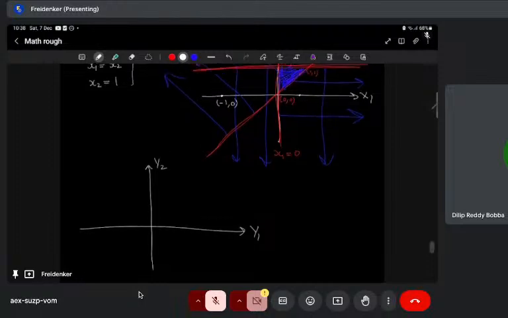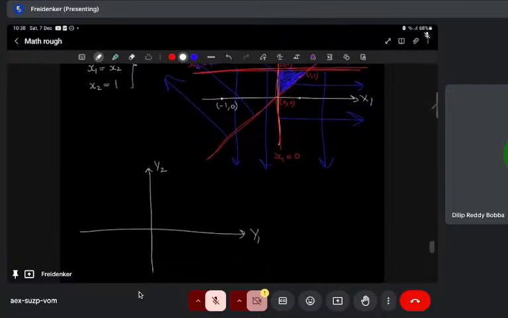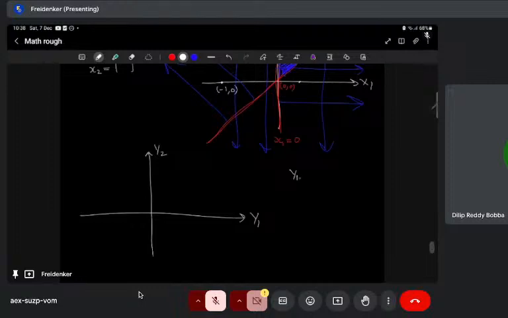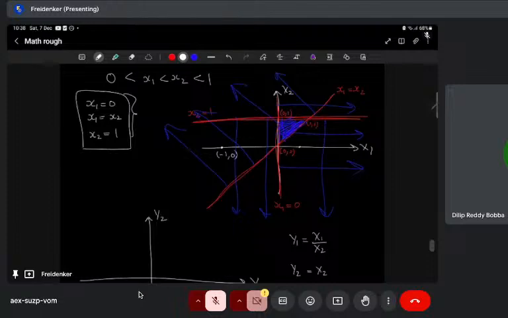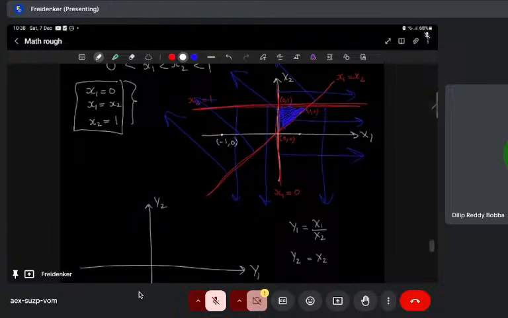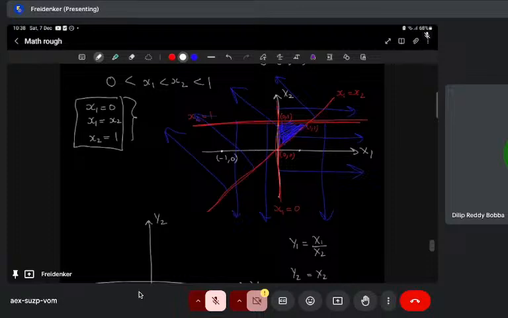Now how do I draw y1 y2? First make a note of the relations. y1 is x1 by x2, and y2 is x2. Now that we know what y1 and y2 are in terms of x1 and x2, the first thing you're supposed to do is find the representation of these three lines in the y1 y2 plane. In x1 x2 we drew the boundaries, and even in y1 y2 we will first draw the boundaries. These three are the boundaries, right? So we'll see them one by one.